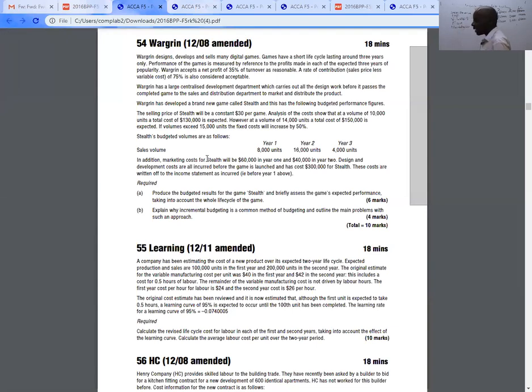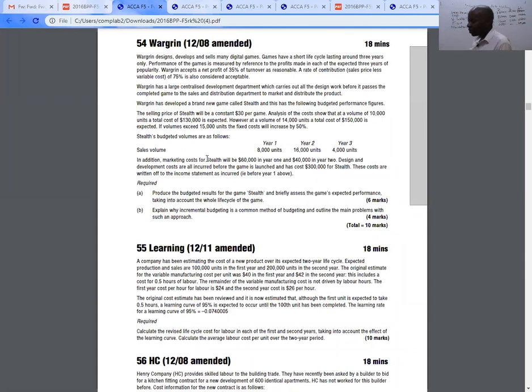So you can see marketing cost of how much? Marketing cost of 60,000 in year one, 40,000 in year two. So year one, 60,000. Year two, what do we have there? Year two, 40,000. The other years, there is nothing to market there. So 60,000 plus 40,000 gives me 100,000. You go to the next one.